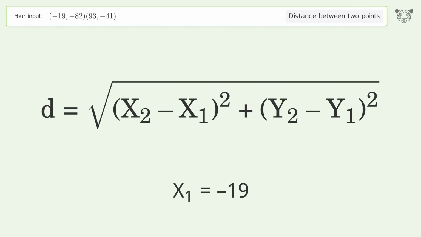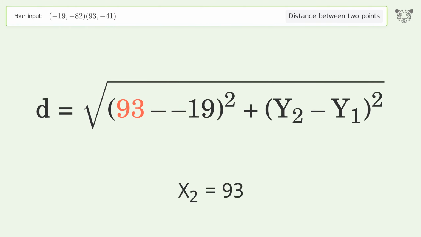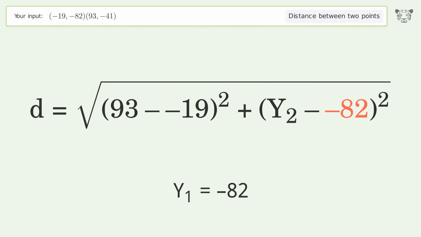x1 equals -19. x2 equals 93. y1 equals -82. y2 equals -41.